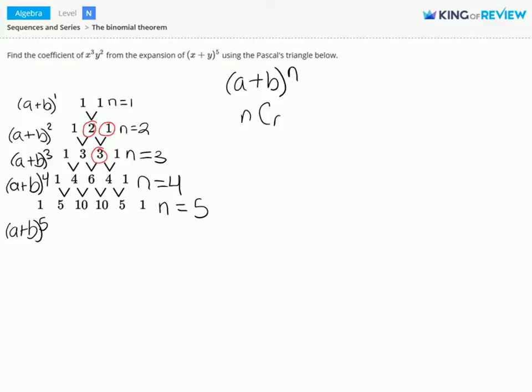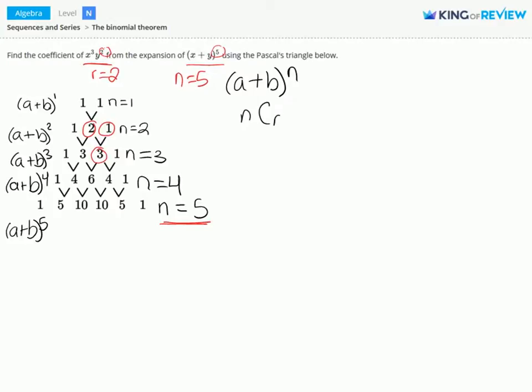We're asked to find the coefficient of this term here, x to the third y squared. And this is from the expansion of (x + y) to the fifth power. We see the 5 here, so we know n is equal to 5. We're dealing with this row here. And for x to the third y squared, we see that our y term is squared. So here, r is equal to 2.